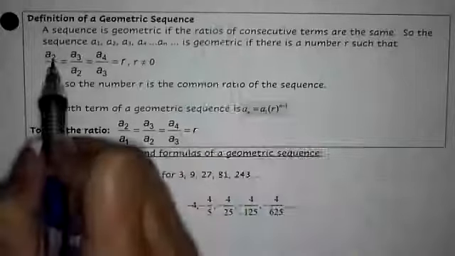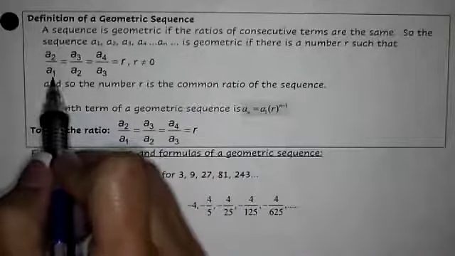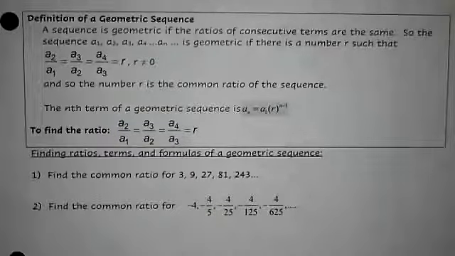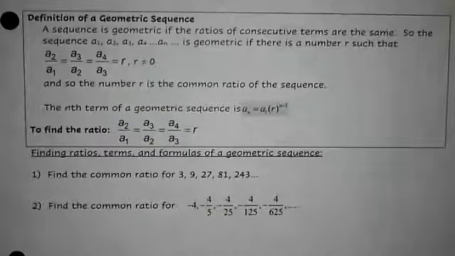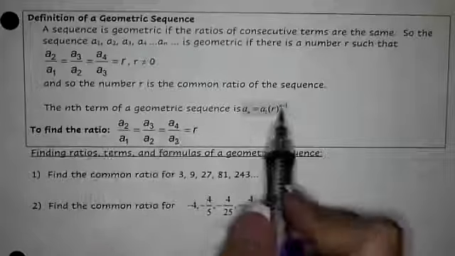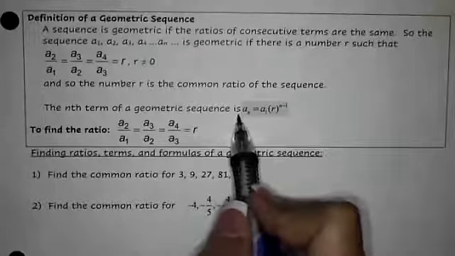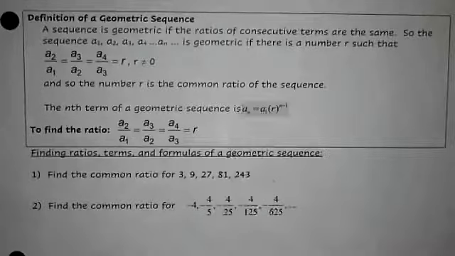So you would take the second term and divide it by the first term, and the third term divided by the second term, and those are all constant. So instead of finding the differences, you're dividing to find that common ratio. The nth term of the geometric sequence would be described by this formula. Again, on the test, you're going to be given the formula.